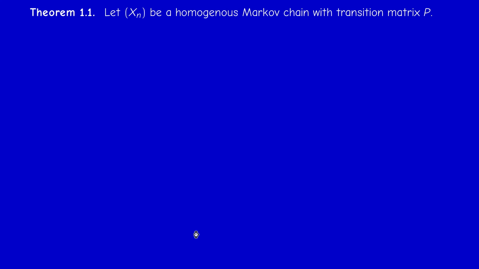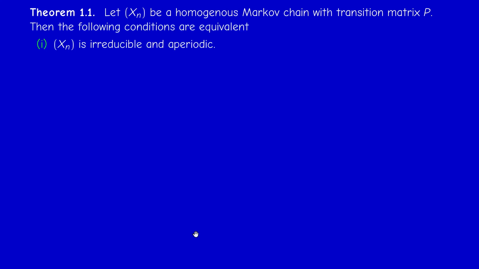And now, this is the main theorem of this video. We have three equivalent conditions for ergodicity. First condition, X_n is irreducible and aperiodic. We know what this means: all states have period 1. Second, P is regular. We know what this means. And third, X_n is ergodic. So these three conditions are equivalent. So this gives us an easy criterion to determine ergodicity.